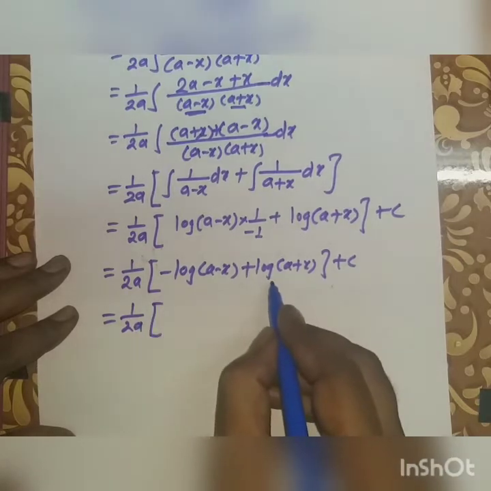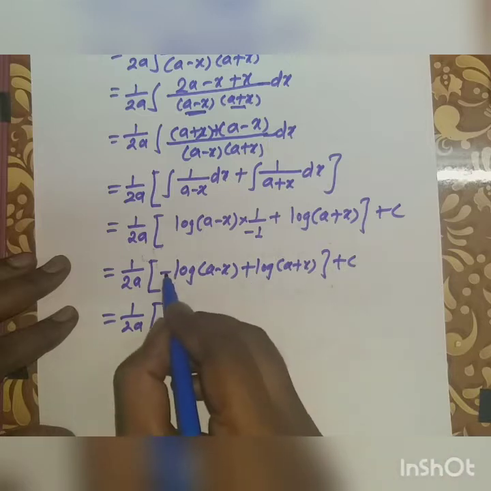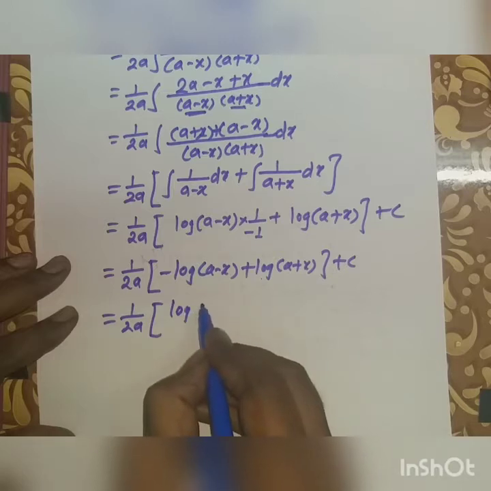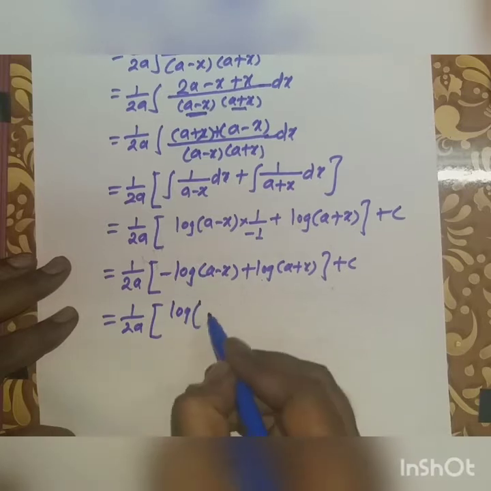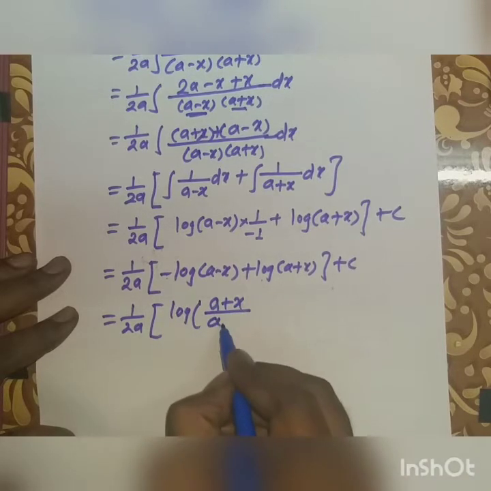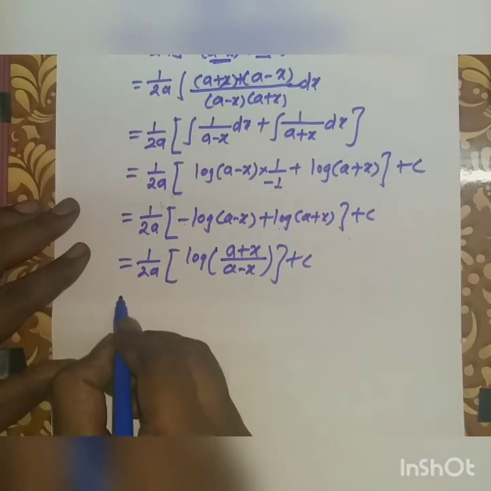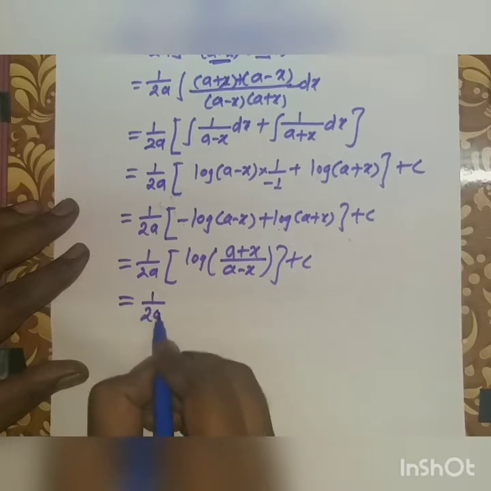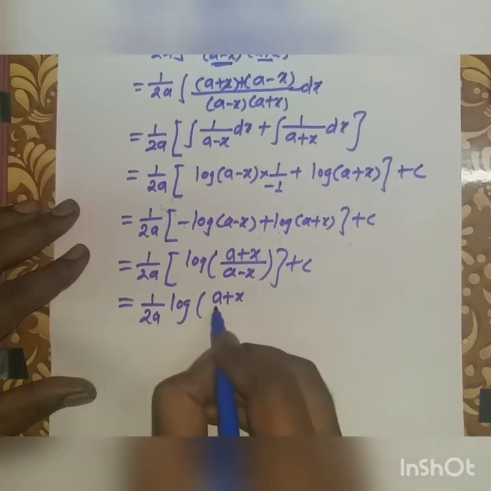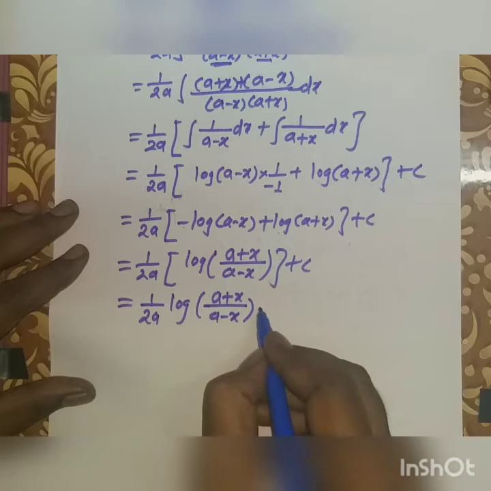Again we take the law of logarithm. Now this negative sign and this positive, then log of subtraction means quotient, take the positive term in the numerator, a plus x, and the negative term in the denominator, a minus x, plus c. That is the final answer: 1 divided by twice a, log of a plus x divided by a minus x, plus c.